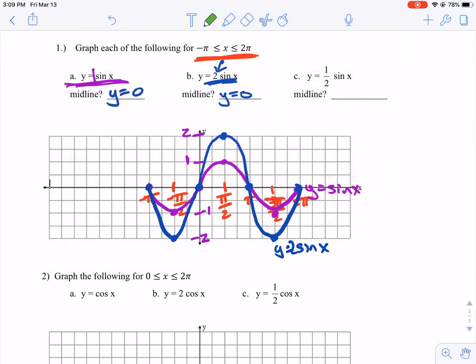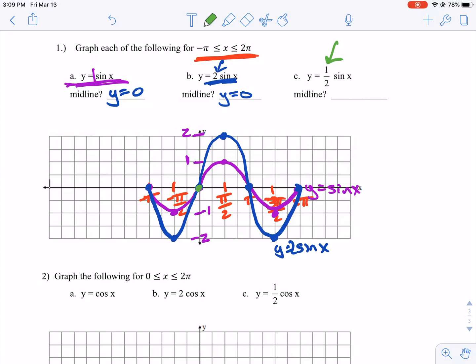And the last one, hopefully you can see it, is in green. This time my amplitude's a half. So if you can take the pattern from the blue graph, all we did was stretch it up to 2 instead of going to 1. This time we're going to go to a half instead of going to 1. Other than that, the graph's exactly the same.